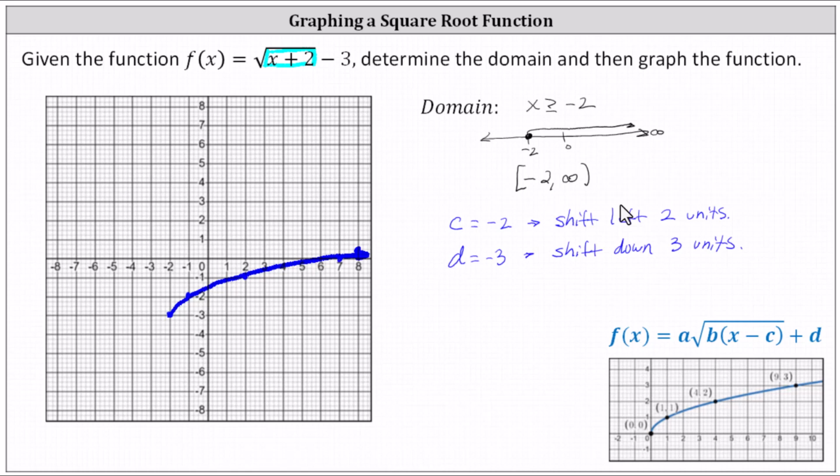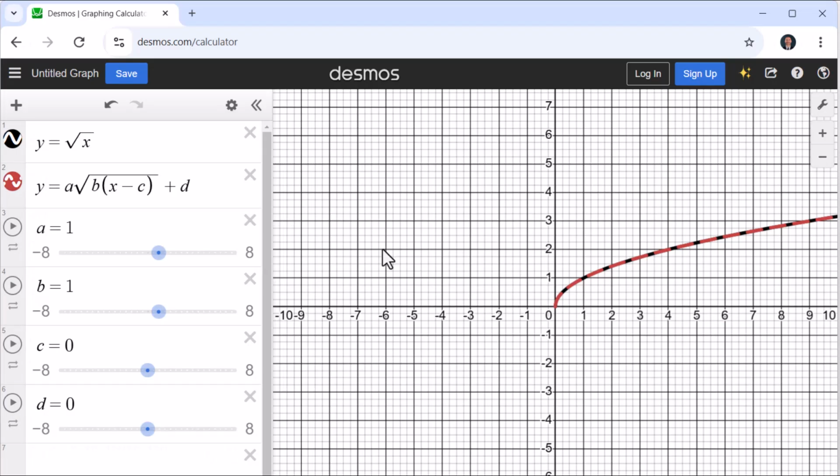Let's also verify this using Desmos. At the right, we have the graph of the basic square root function, and now I will change c to negative 2, which shifts the graph left 2 units, and then I'll change d to negative 3, which shifts the graph down 3 units.